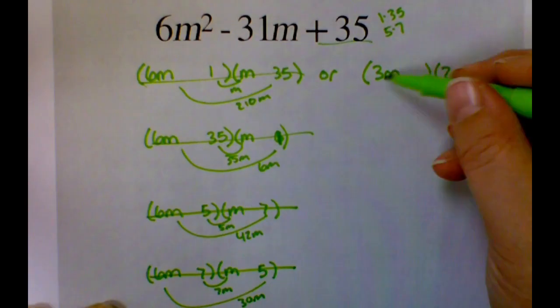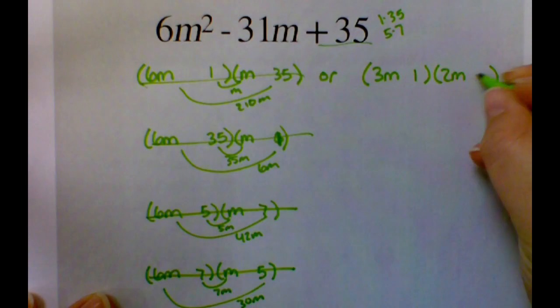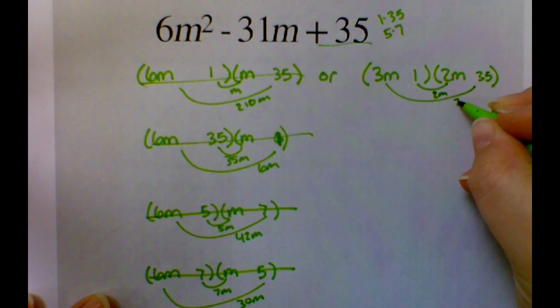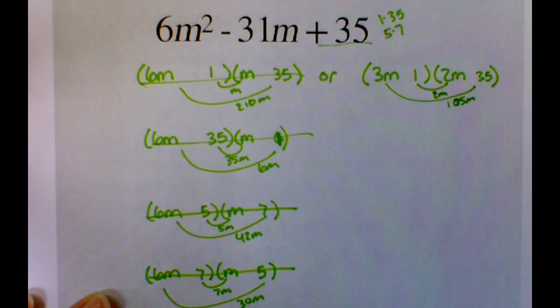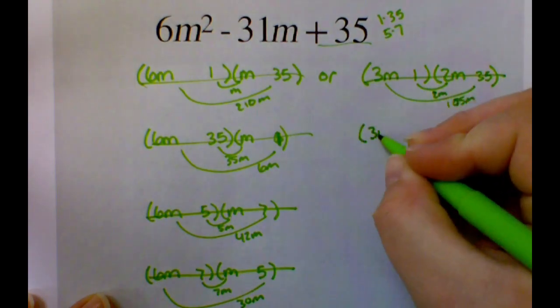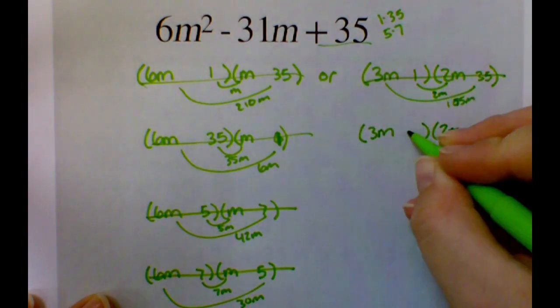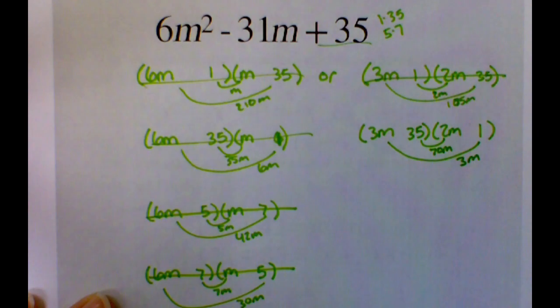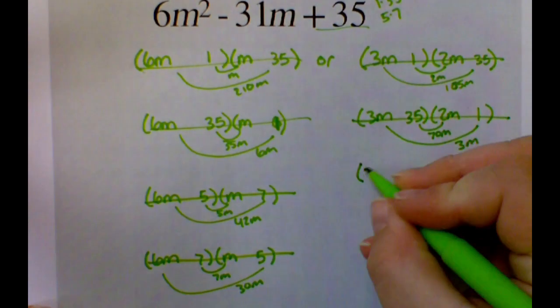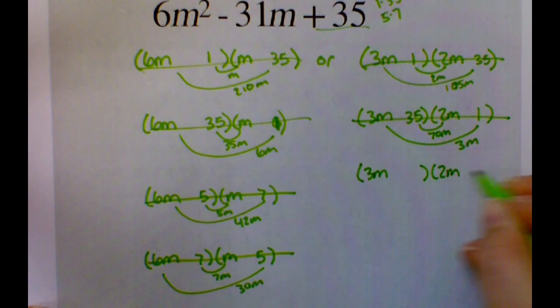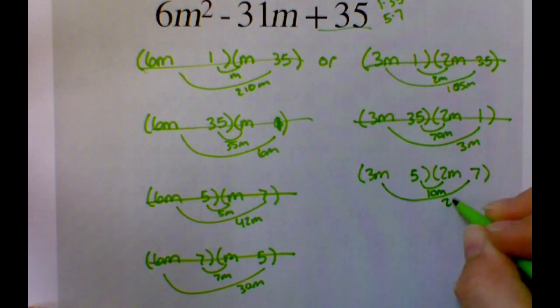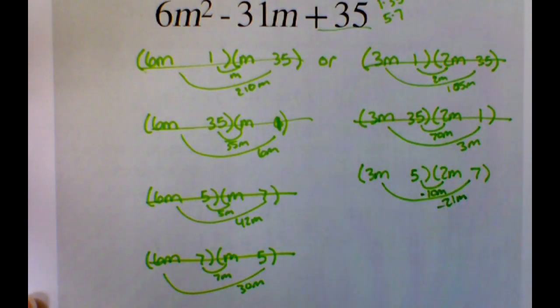But I'm not done now. I have another option to try. I try 1 and 35. I get 2m and 105m. Not going to make 31. Flip-flop them, 35 and 1. I try 70m and 3m. Not going to make 31. I try 5 and 7. I have 10m and 21m. Hey, look at that. If they're both negatives, I make negative 31. I finally found my answer.